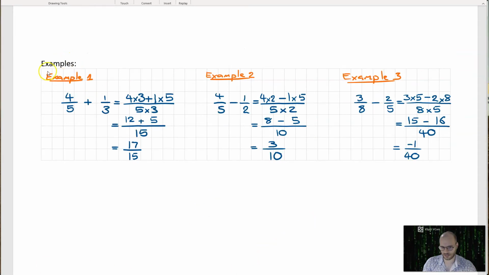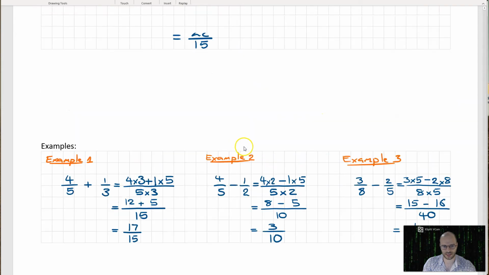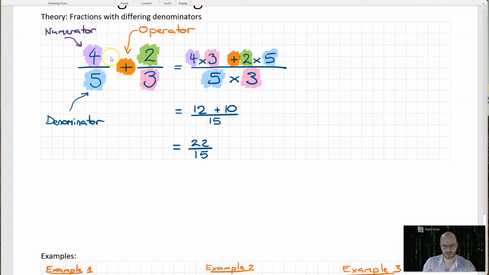So what we have here are 3 examples that demonstrate the process involved in adding and subtracting various fractions. Now, let's have a think. Is there a way in which we could describe this using a set of rules that we could then give to a computer to write a program with? And the answer is, sure we can. Let's go up to the top here and let's have a think about it.